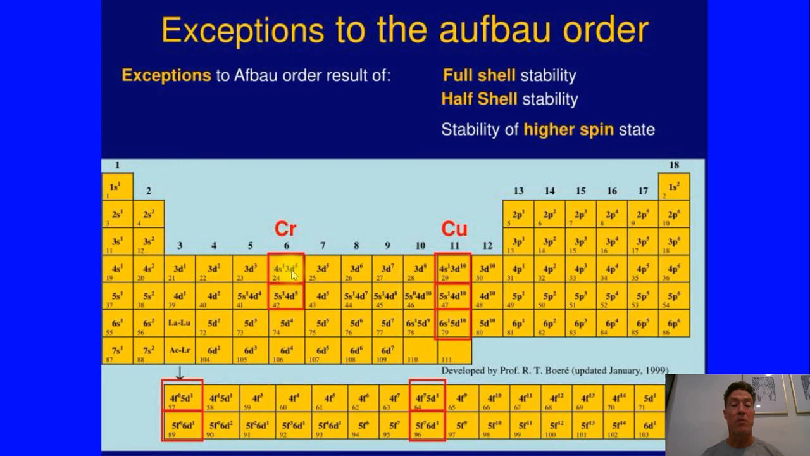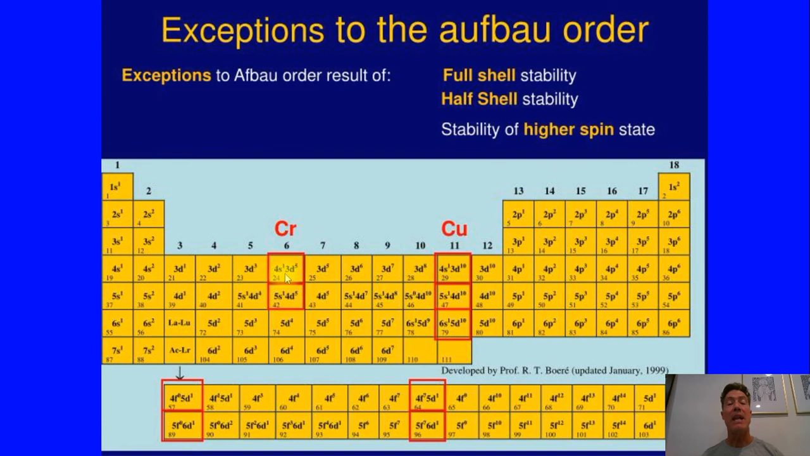it doesn't want just to have 3 separate d orbitals with 1 electron each. It wants to fully fill that half shell. So it pulls an electron from the 4s2, leaving it to be a 4s1, and then it puts 1 electron in each of the 5 d subshells. Same thing happens with copper. When it gets here, you would expect this to be 4s2, 3d9, but it pulls 1 extra electron, pulls that electron from the 4s to completely fill up the d shell.